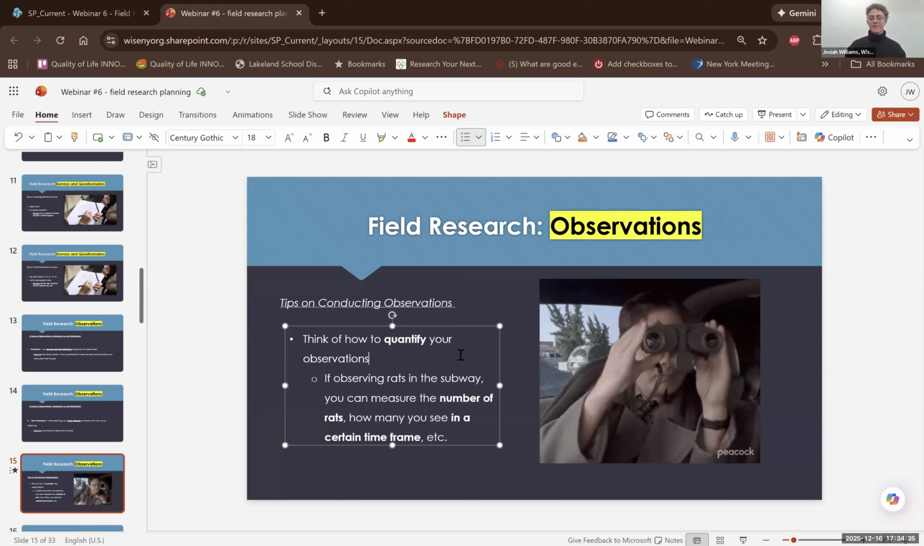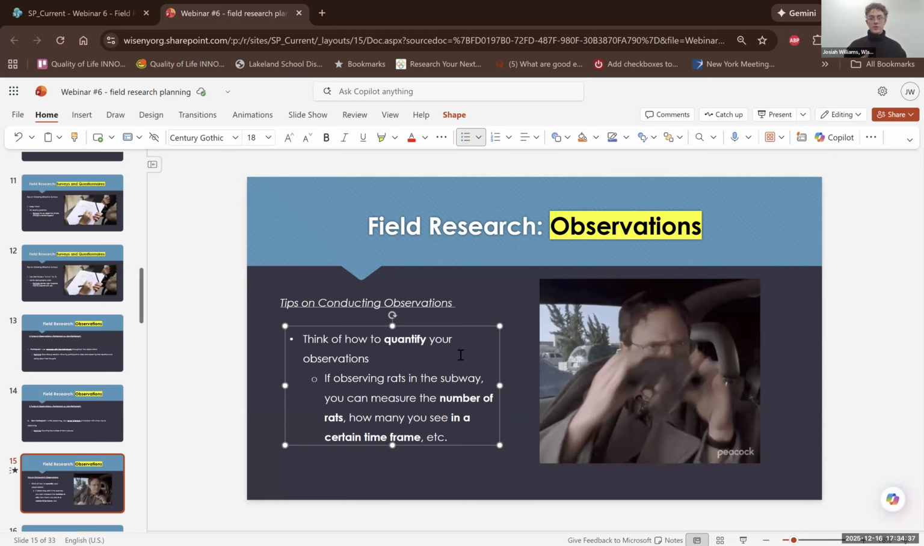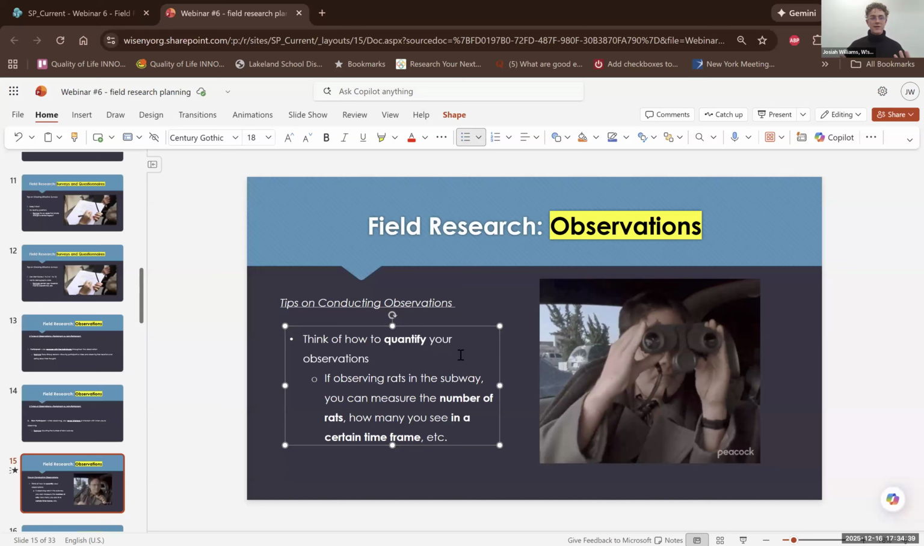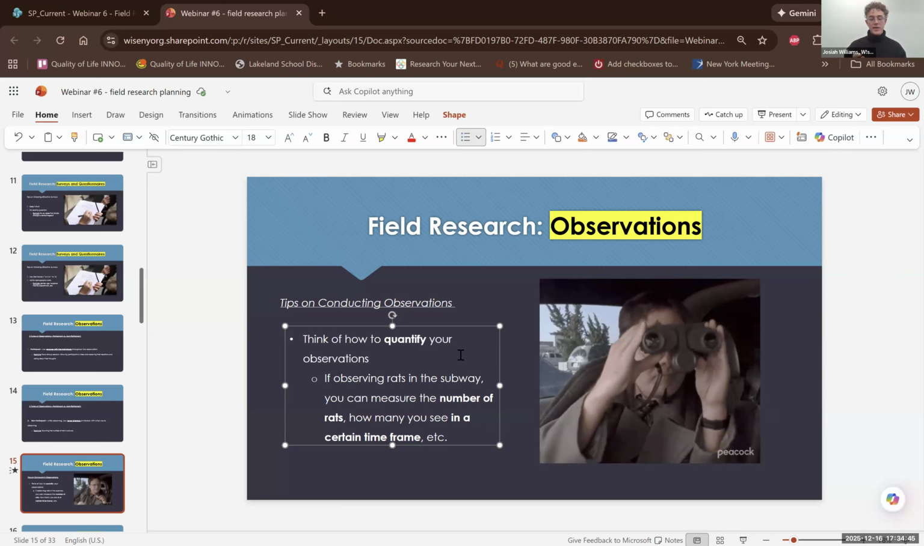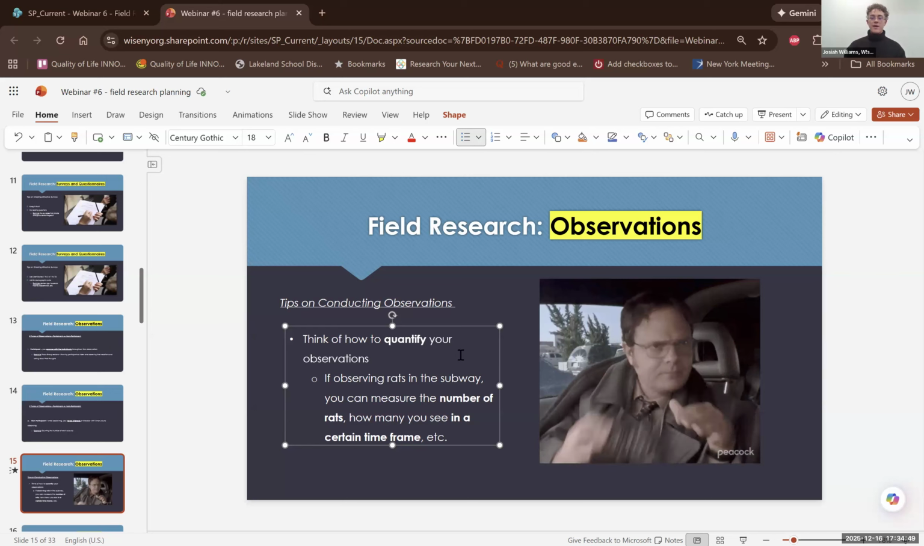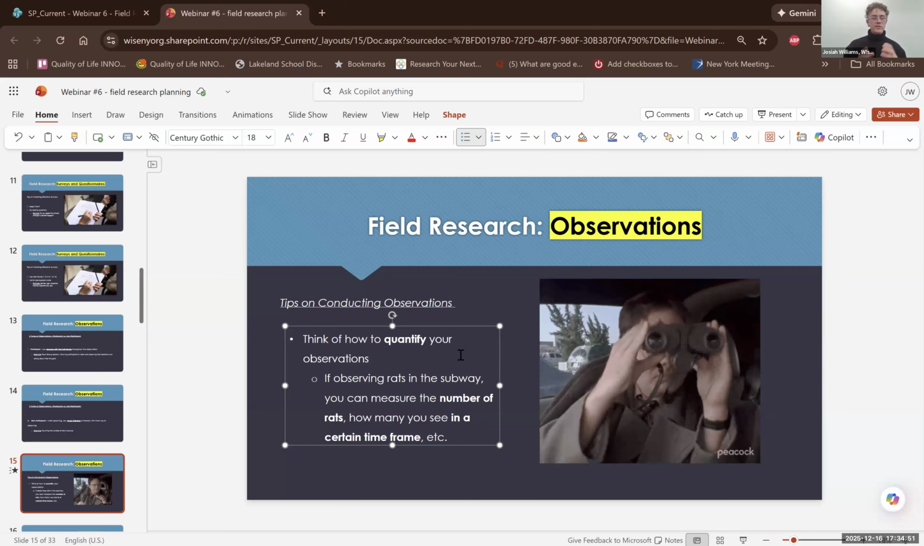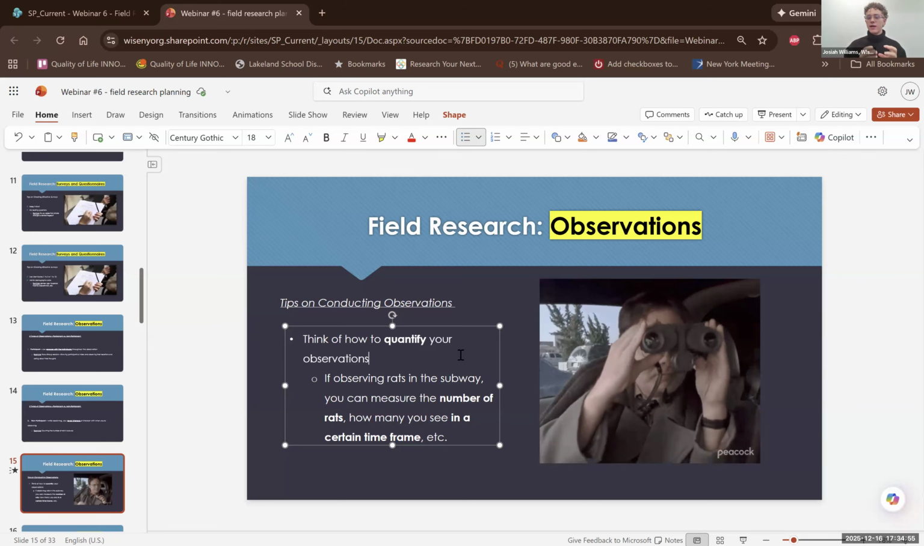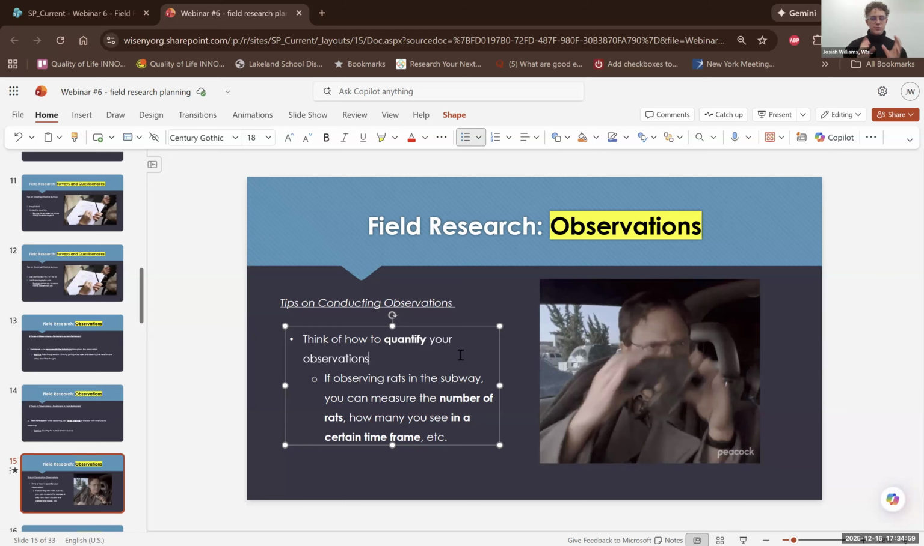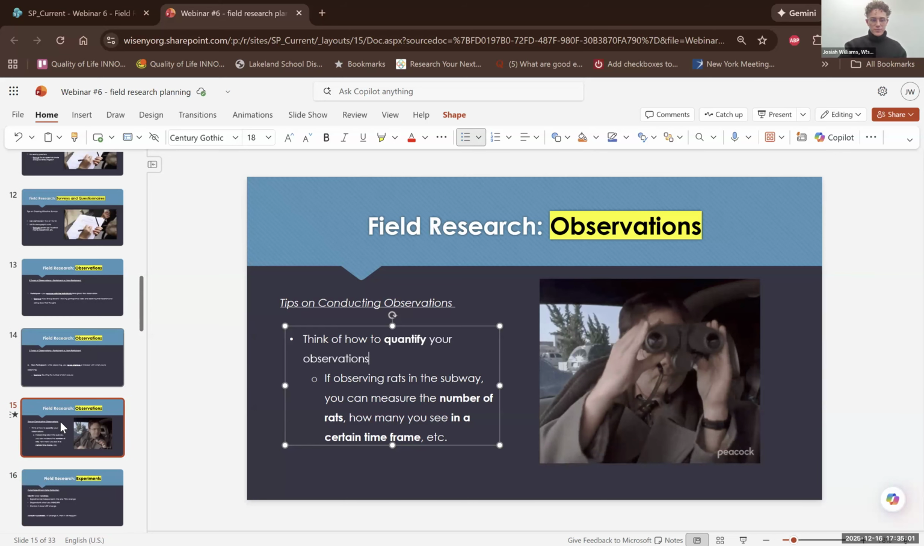Or if you're observing patient behavior, how many times do they breathe in a minute? What's their breathing rate? How many times do they smile in 10 minutes? So thinking about ways to turn behavioral observations, or turn qualitative data into quantitative data, is really important.